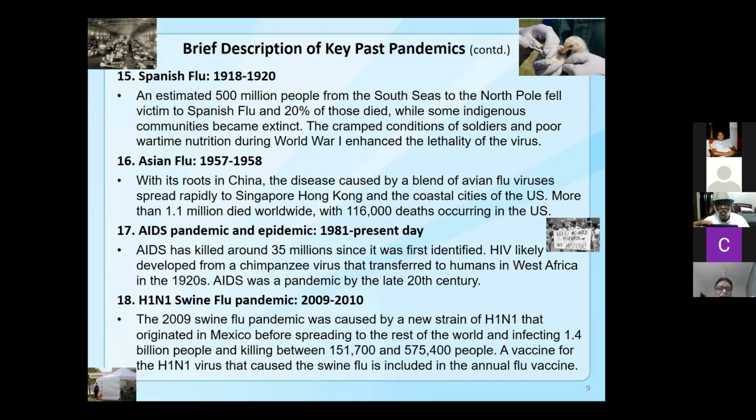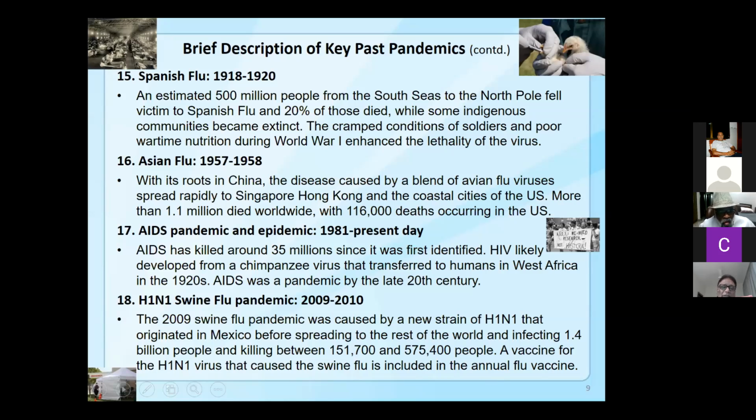Then the next major epidemic was the H1N1 swine flu pandemic, which occurred between 2009 to 2010. The 2009 swine flu pandemic was caused by a new strain of H1N1 that originated in Mexico before spreading to the rest of the world and infecting 1.4 billion people, killing between 151,700 to almost 575,400 people. That's the estimate.